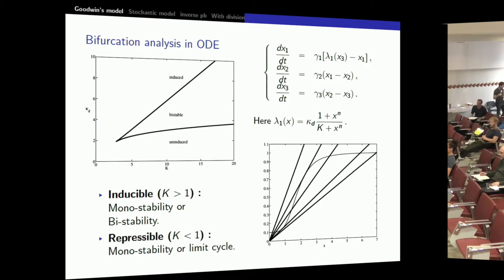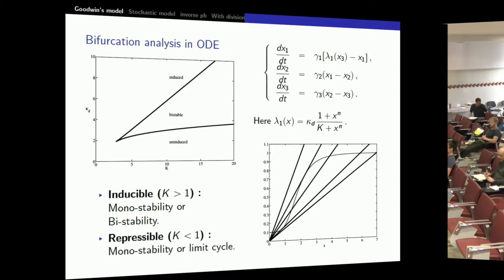If the feedback is positive, depending on the exact shape of this function, whether it's very steep or more or less flat, you may have one, two, or three crossings of these straight lines and this S shape. If you have three crossings, you can work a bit on it and show that you actually have bistability. So you have two different steady states that are stable, attractive, and according to the initial condition, you will end up in one of the two. And so you can build a bifurcation diagram.